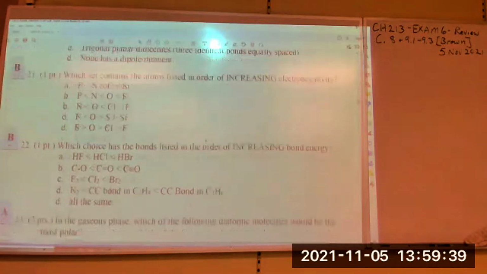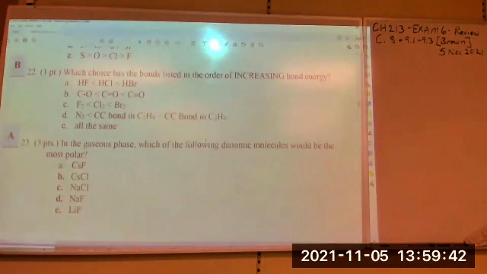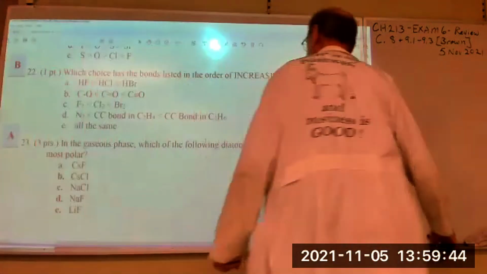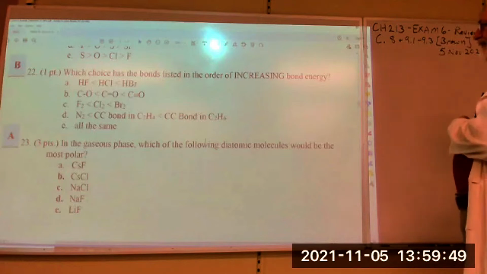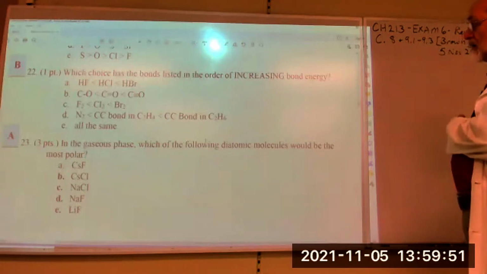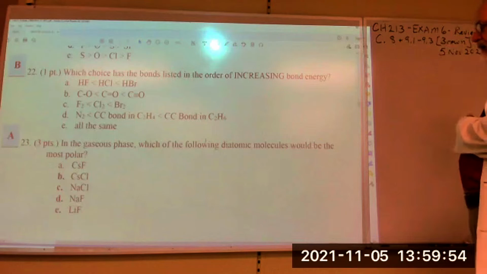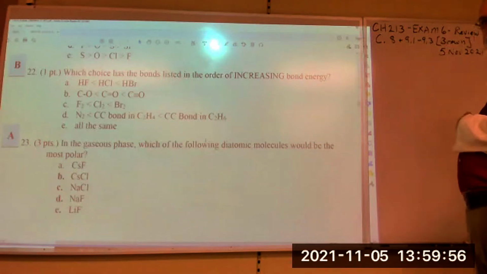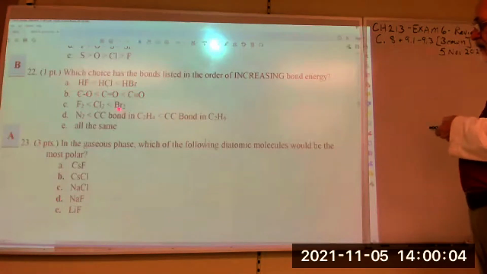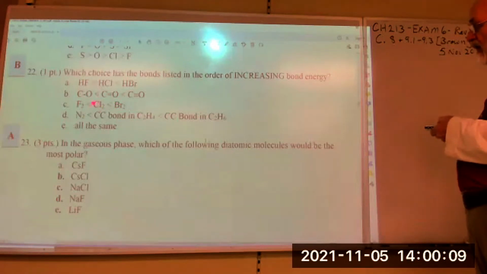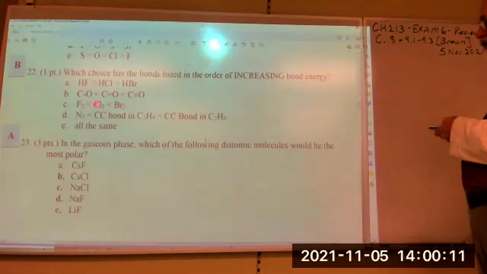Which choice has the bonds listed in order of increasing bond strength? Increasing bond strength. Okay. Well, we know that if you have the same atoms bound together and you go from single to double to triple, that's an increasing strength, right? This one right here is going to be lesser strength than that one, but this one's going to be greater than both of them, right? We already looked at that one before. So that one's wrong. That's out of order.